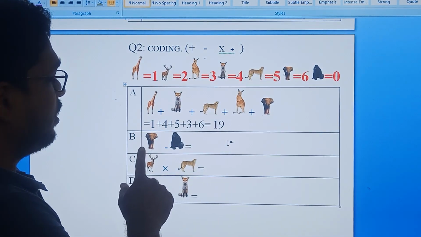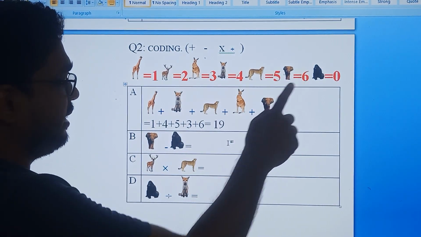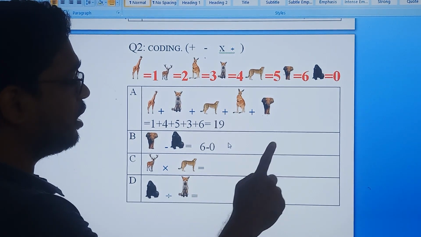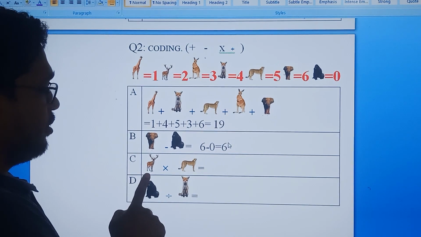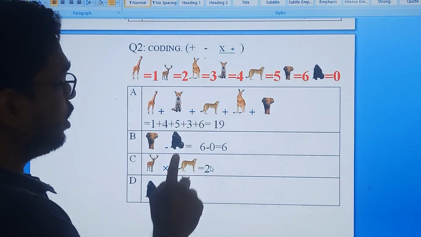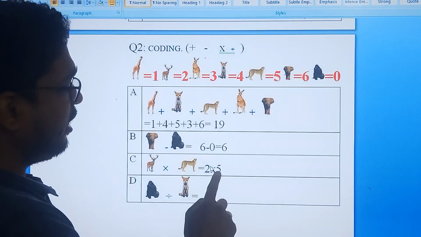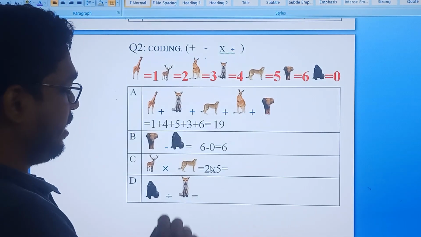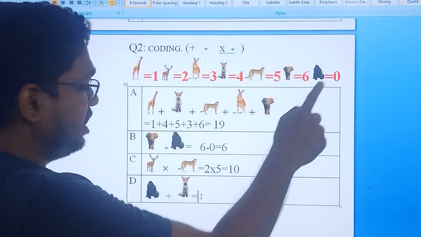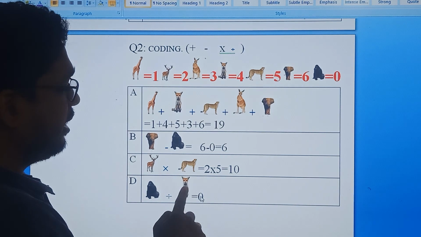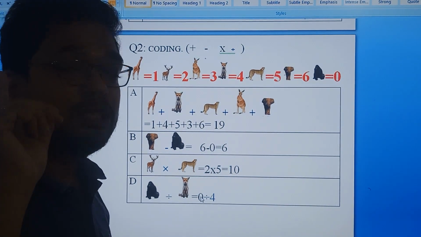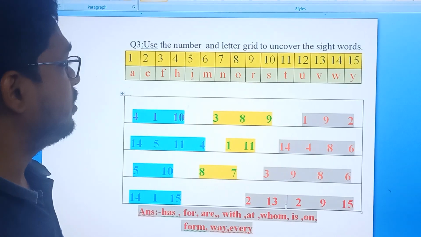Next, bit B. What is the value of this elephant? Elephant is 6 minus this gorilla is 0. 6 minus 0 is equal to 6. Next, what is the value of this animal? This is 2 into 5 is equal to 10. Now, what is the value of the gorilla? It's 0 divided by 4. What is the value of 0 by 4? It's 0. So now the next question.